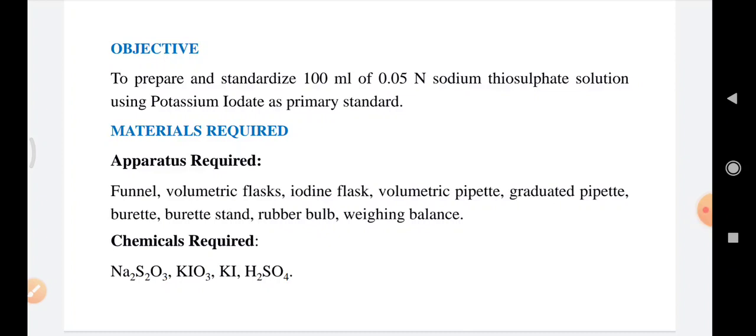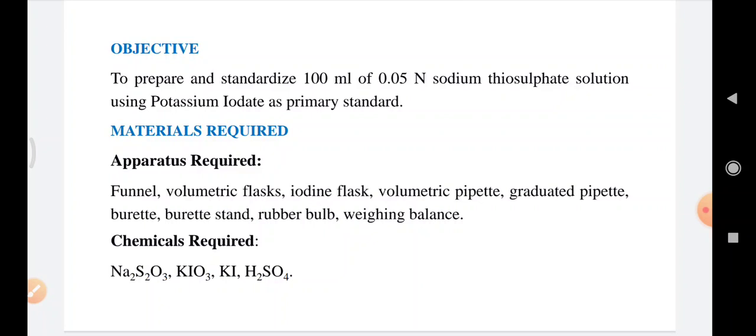iodometric titration. Sodium thiosulphate is used as a secondary standard because it is a light sensitive compound. Its concentration is changed by passage of time. So we can first standardize it and then we can use it as a secondary standard.